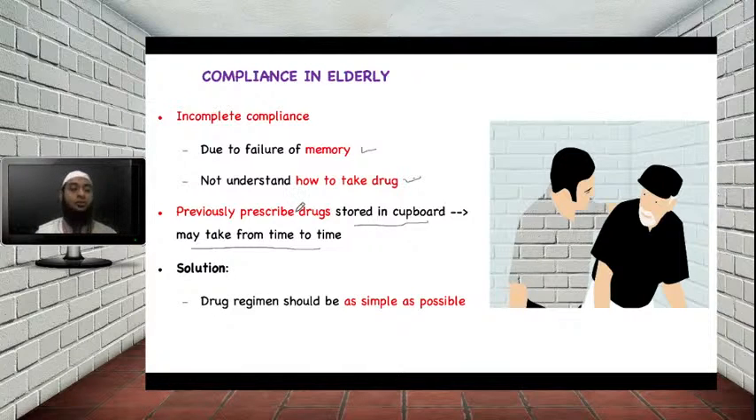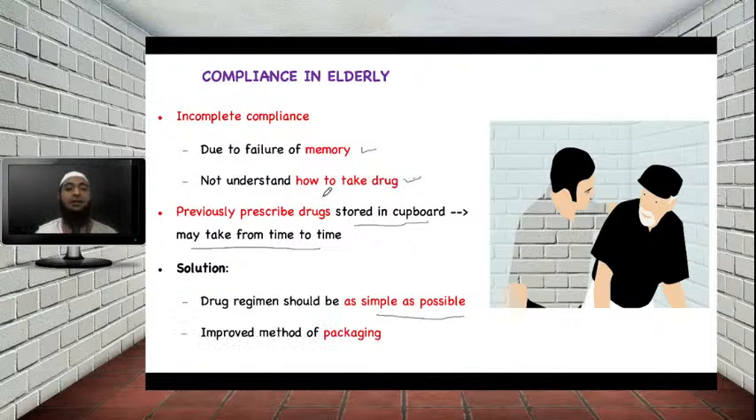So what solution can you provide for this? As far as possible, the drug regimen should be as simple as possible, so that the elderly patient can remember to take those medicines and easily understand how to take the drug. As a physician, he must prescribe a very simple regimen to the elderly patient. It should not be a complicated regimen.